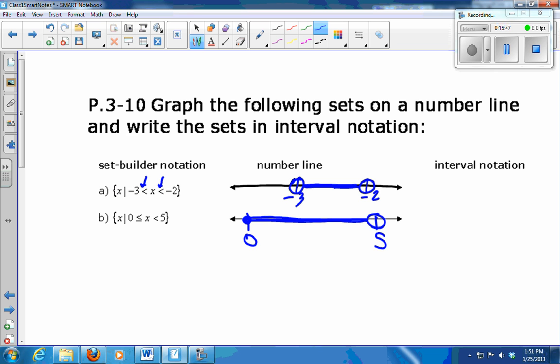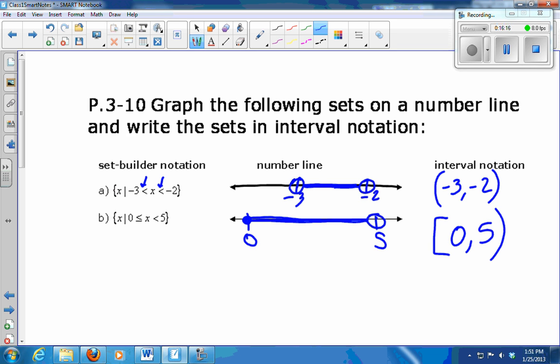So then to write these in interval notation, since both of these are open, I'm going to use parentheses: -3, -2. And in interval notation, you always put the smaller number on the left, just like you would in a number line. Smaller number on the left. And this one, my 0 is closed, so I put a square bracket, 0, 5, parentheses.